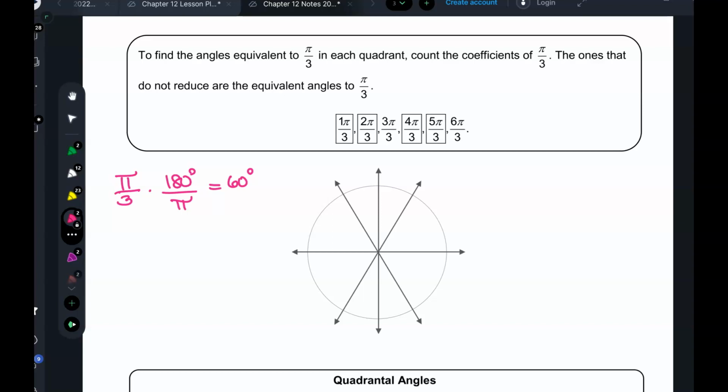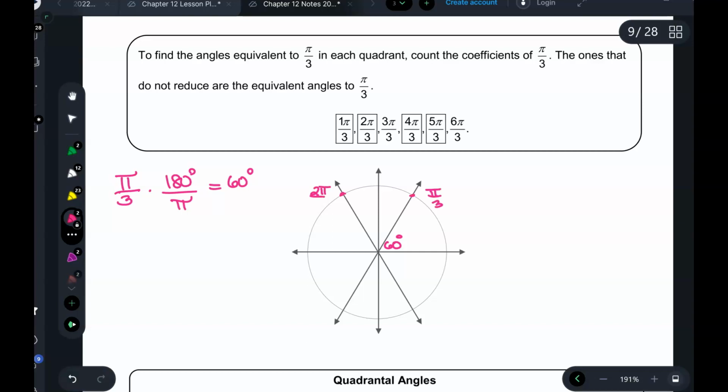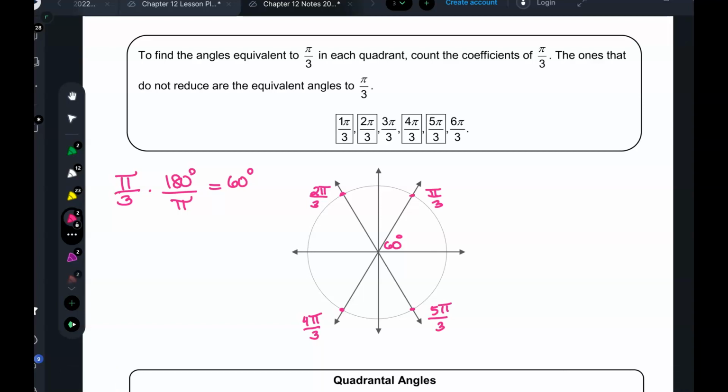So now do you see these are 60-degree angles inside here? So 1 pi over 3, or just pi over 3, is going to be here. And then 2 pi over 3 goes next one over. 4 pi over 3. And 5 pi over 3. Now, if I said 7 pi over 3, that's still a 60-degree angle, but you're going to end up going around the circle more than one time. Right? 5 pi over 3.